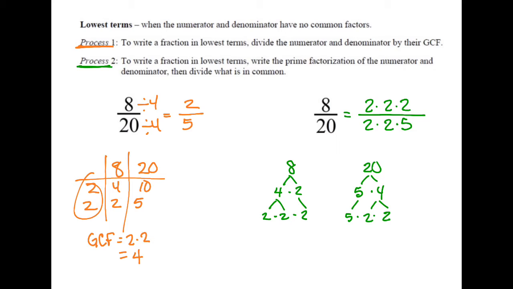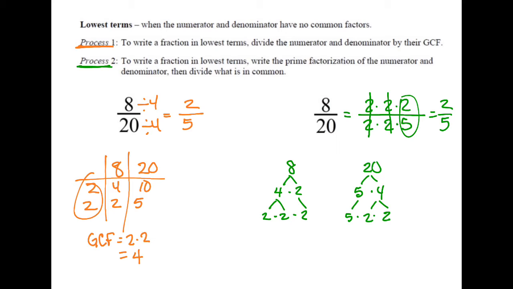Okay, so I found the prime factorization of 8, which is 2 times 2 times 2, and I put that on the top. I found the prime factorization of 20, which is 5 times 2 times 2, and I put that on the bottom. I just put it in order smallest to largest, rather than largest to smallest like this was. It doesn't matter. Okay, and now it says divide what's in common, so we're dividing those, and we have 2/5 left. Okay, all right, so that's their versions.